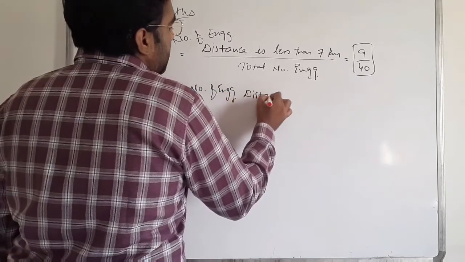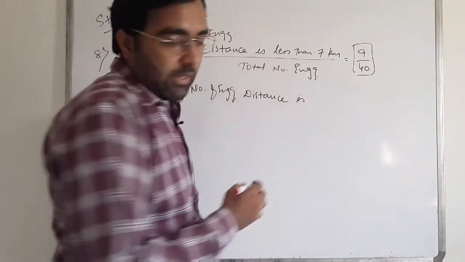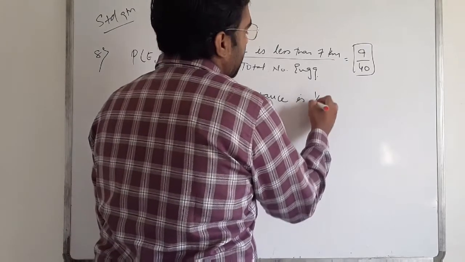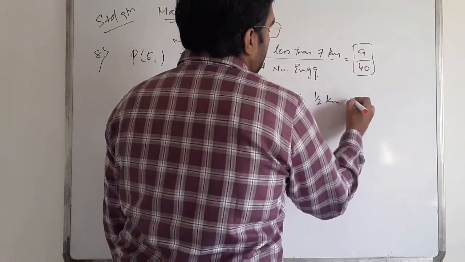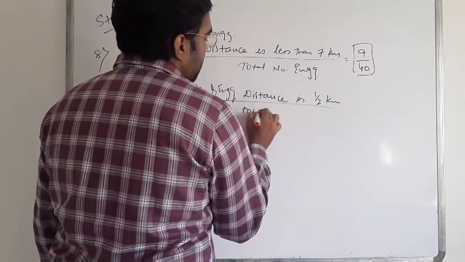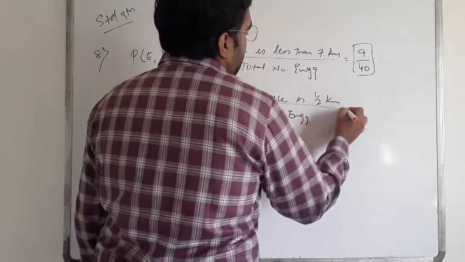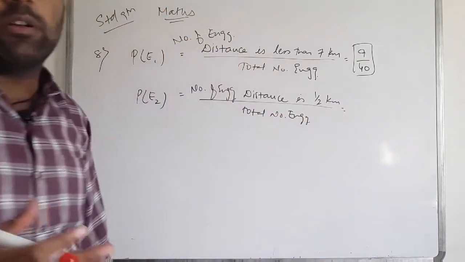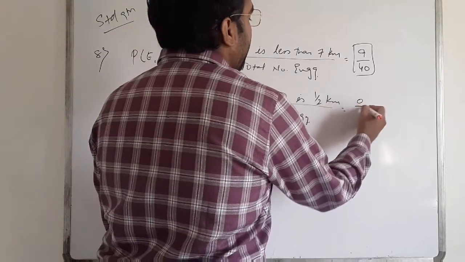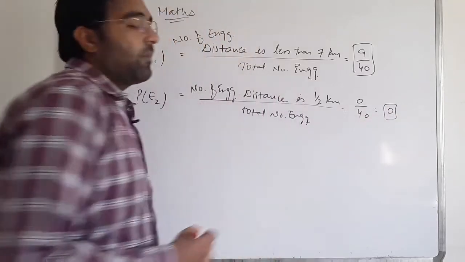The distance is within half a kilometer, divided by the total number of engineers. There is no half-kilometer distance given in your data. So here I'll write 0 by 40, and that means your answer will be 0.